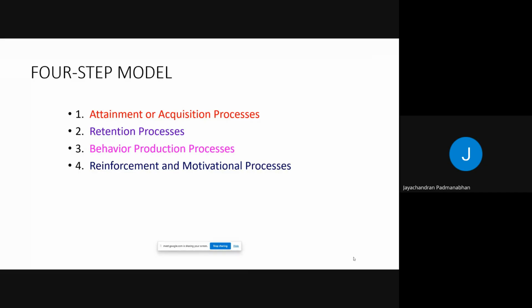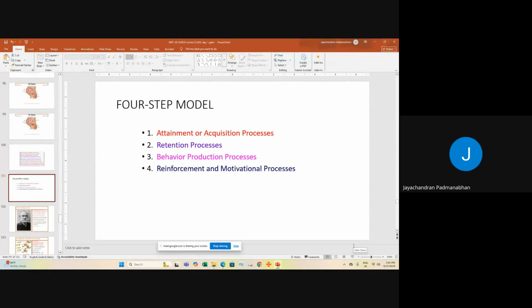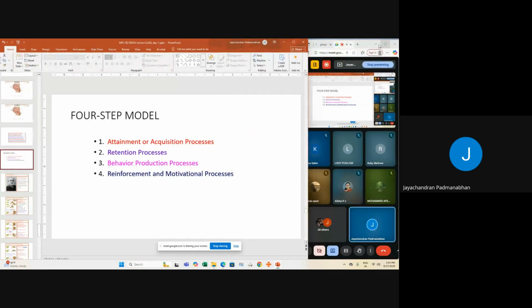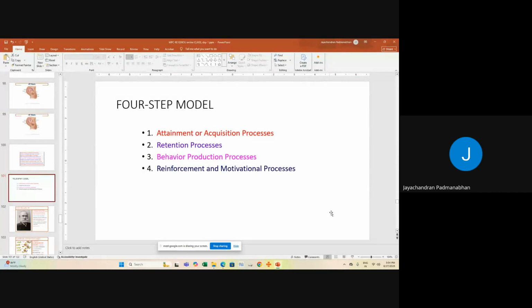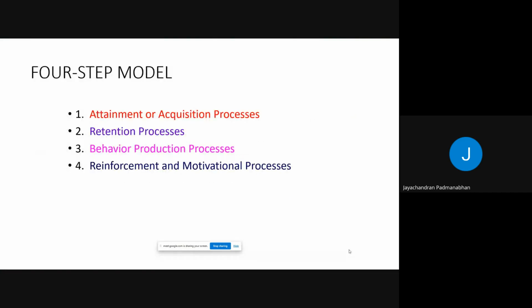I'm just tilting it because I want to see whether people are there or whether there is any disturbance to the screen. So this process I'll be doing.